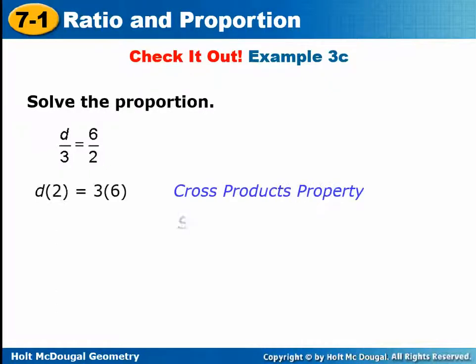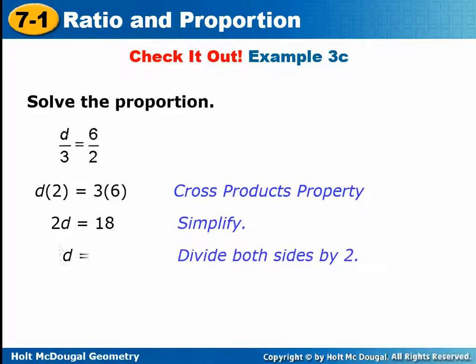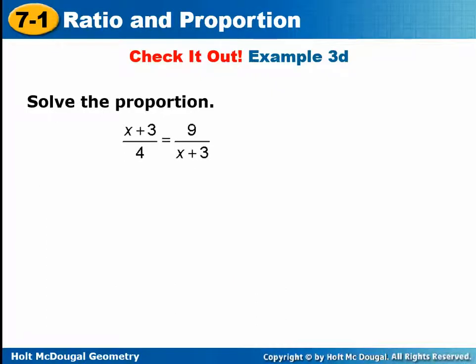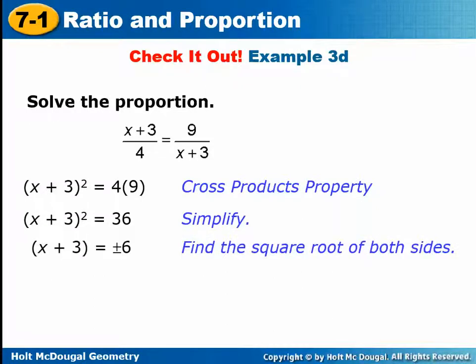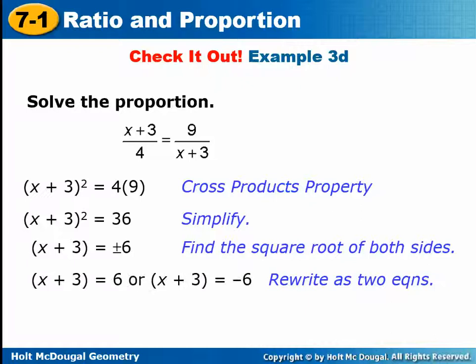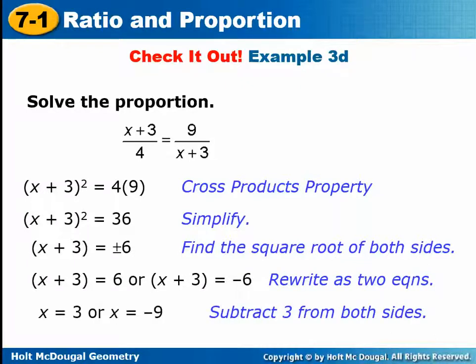I thought that was done, but this one's a basic one. D is equal to 9. Okay, here's a more complex one. So x plus 3 squared equals 4 times 9. And then take the square root of both sides to get x plus 3 equals plus or minus 6. And then you have two different equations to solve. Your answers would be 3 or negative 9.